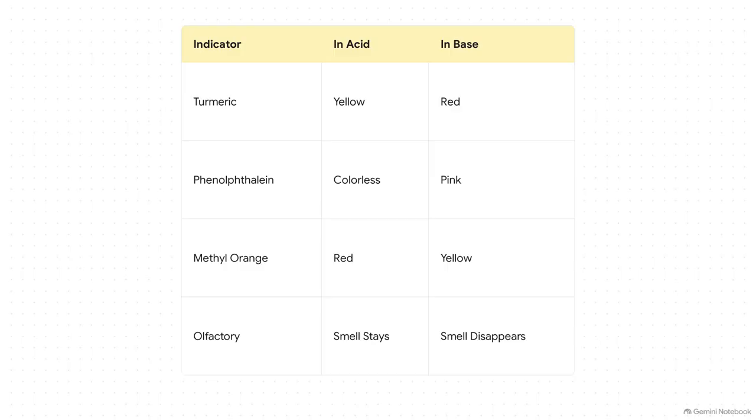And these detectives work just like magic tricks. Take turmeric, for instance. Have you ever accidentally spilled some curry on a white school shirt? The stain is bright yellow. But when it's washed with soap, which we know is a base, that yellow stain suddenly turns bright red. It's wild. Synthetic phenolphthalein is normally colorless, just like water. If you put it in acid, it stays totally colorless. But drop it in a base, boom, it turns a vivid pink. And for our olfactory indicators, like onion or vanilla, if you add a base to them, their strong, distinct smells just completely vanish into thin air.